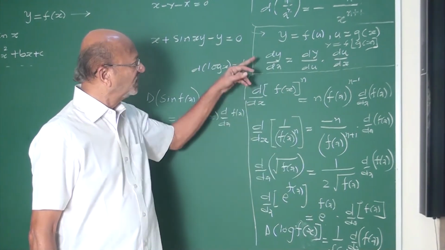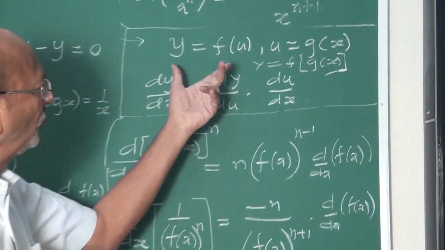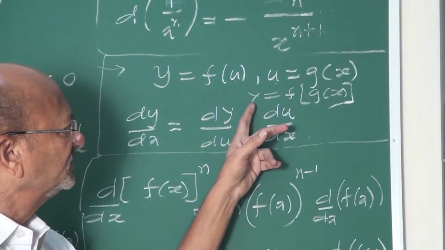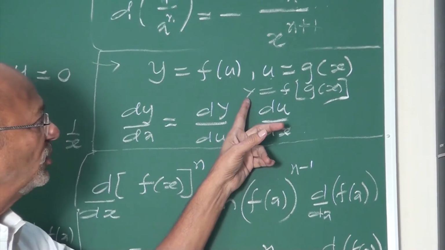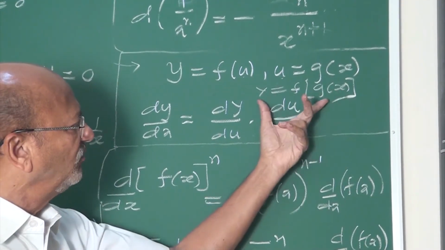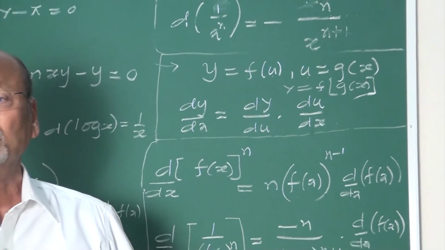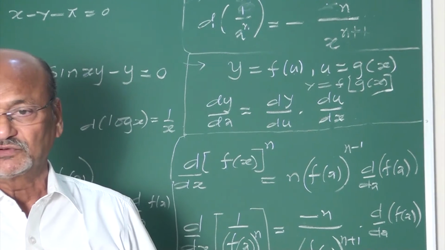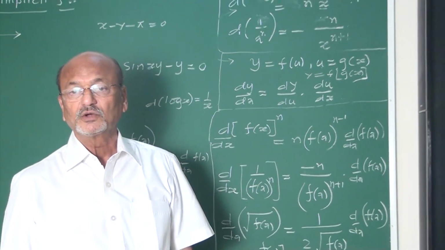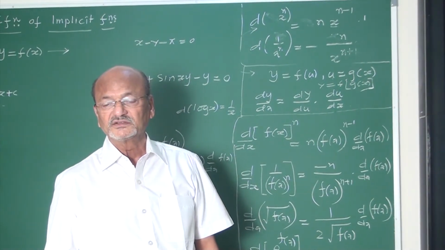Yes, my friends. In between, one more is there. What is it? It is y is a function of u and u is a function of g(x). In this case, y is not the direct function of x. Function of functions means more than one comes. It is a composite function of x. y is a composite function of x. In this case, my friends, to differentiate we have to apply a rule called the chain rule.